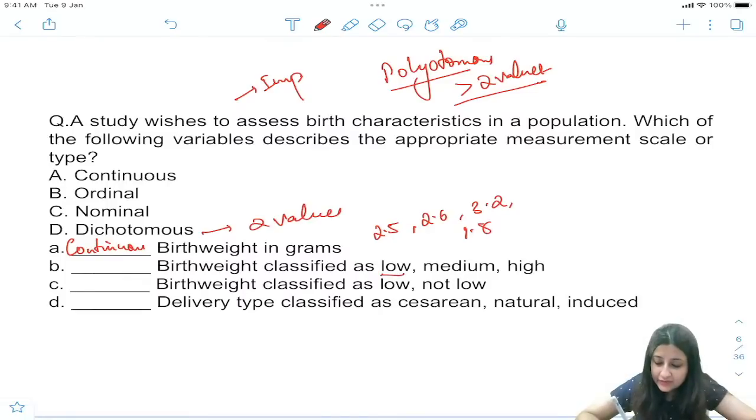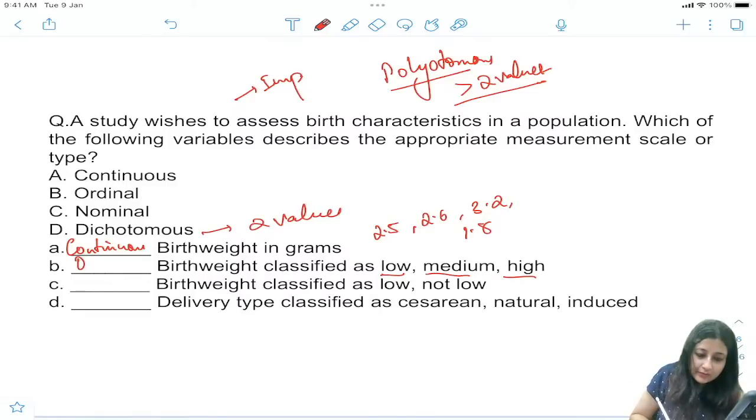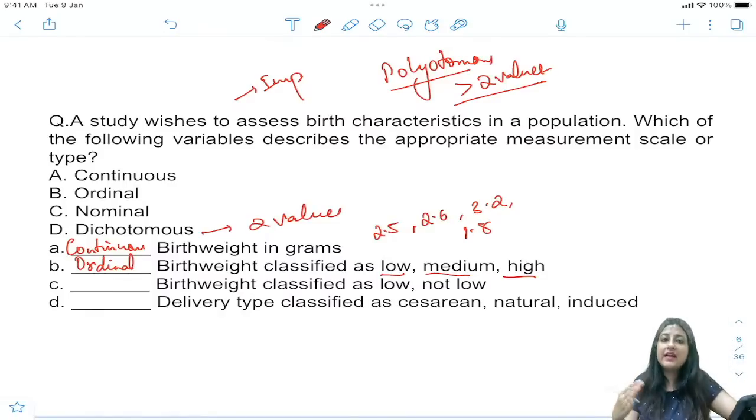Birth weight classified as low, medium, high. What is this? Very good, Kush. Very good, Himanshu. Everybody, very good, Bhaskar. Ordinal, very good. So you can express in an order, right? Low birth weight, medium or high birth weight.